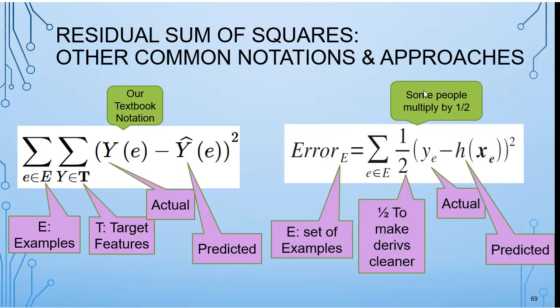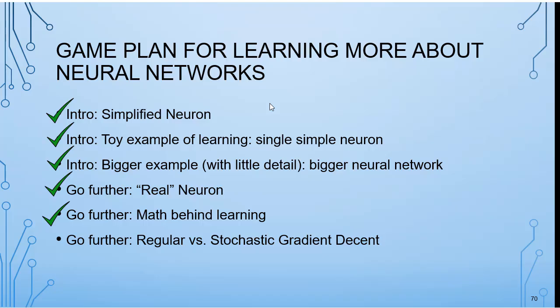Some people like to talk about figuring out the residual by multiplying by a half, because of course when we take the derivatives we always end up with a 2 in the front. So if we multiply by a half, that 2 cancels out. Some people like to do that, not everybody. We're not going to do that.